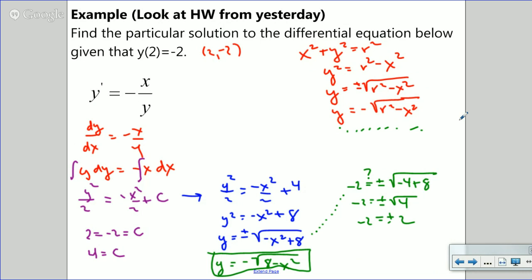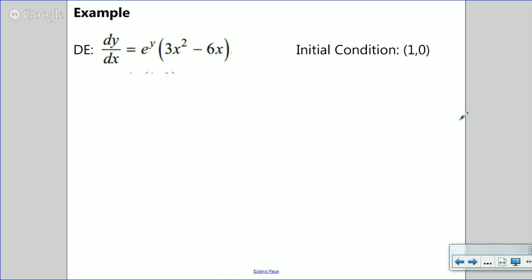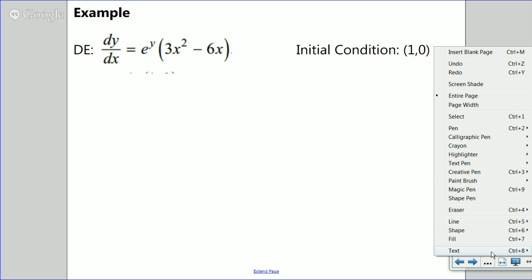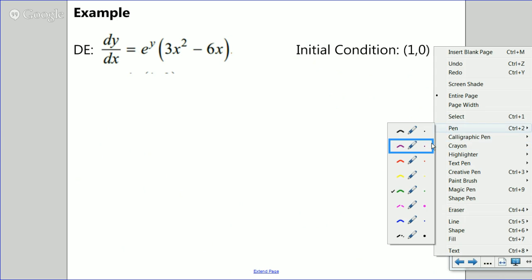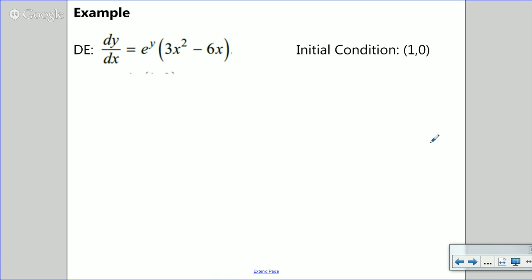Awesome. All right, let's do one more, and then what we can do is do the first one from your homework. Okay, so go ahead and write this one down in your notes. We have dy dx is equal to e to the y times the quantity 3x squared minus 6x. All right, already written as dy dx, so that's good. My initial condition is 1, 0.